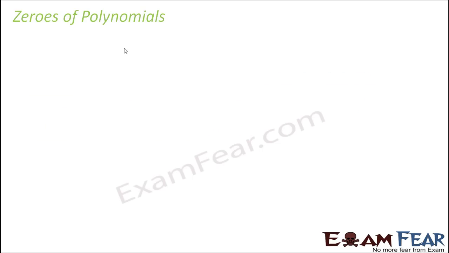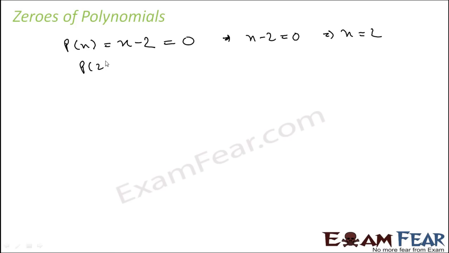Now we'll talk about zeros of a polynomial. For example, if we have a polynomial, let's suppose p(x) is equal to x minus 2, the zero of the polynomial is nothing but the value of x at which this polynomial becomes 0. If you see, x minus 2 is equal to 0, and that happens at x is equal to 2. That means p of 2 is nothing but 2 minus 2, that is 0, right? So if p(x) is x minus 2, p of 2 is 2 minus 2, replacing x with 2, and that is 0.